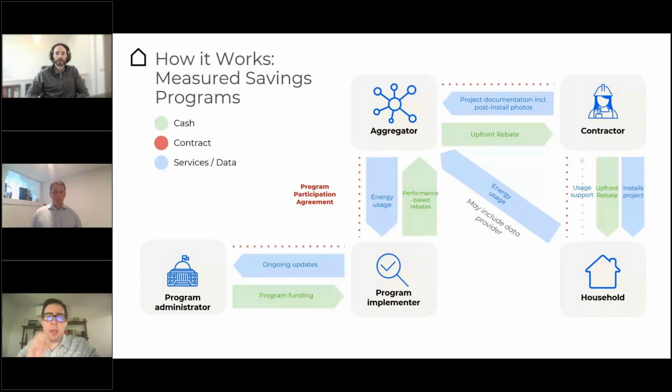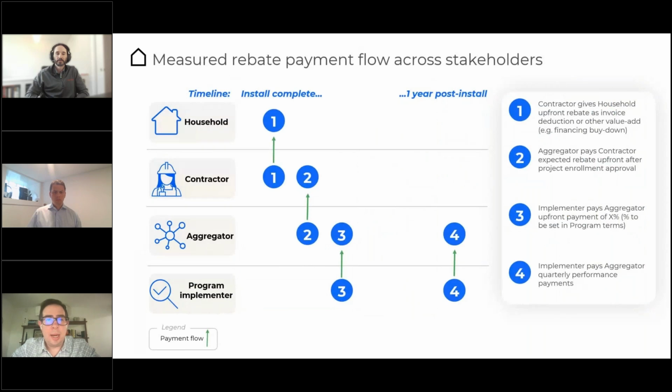Next slide. And then the other big difference is that the payments come to the aggregator, again, not the contractor or the household, over time. So it's not a single rebate program; it's a series of partial payments over the course of about a year or so. And so I'll keep saying it. Broken record, as I mentioned.